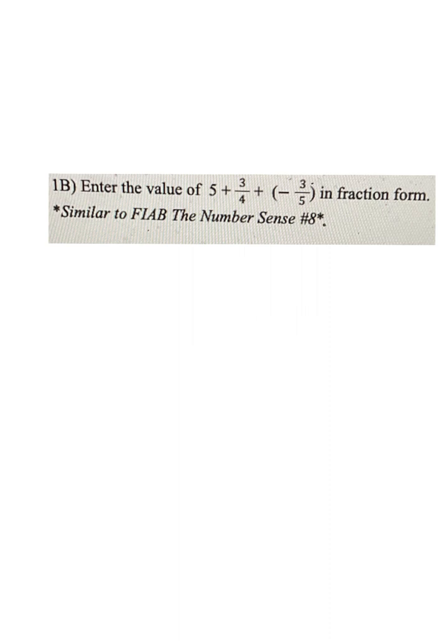All right, enter the value of 5 plus 3/4 plus -3/5 in fraction form. And this is similar to FIAB, the number sense problem number 8. So first of all, we're going to deal with this 5 later, and we're going to deal with our fractions, 3/4 and -3/5. Unfortunately, these are not like fractions because the denominators are not the same. So we're going to find common denominators, all right?